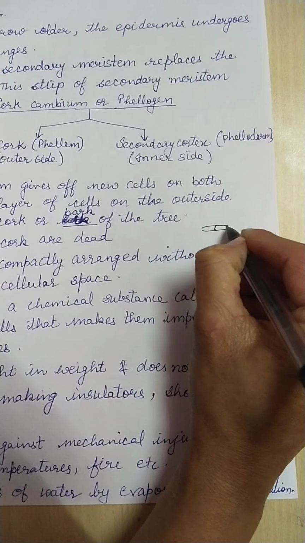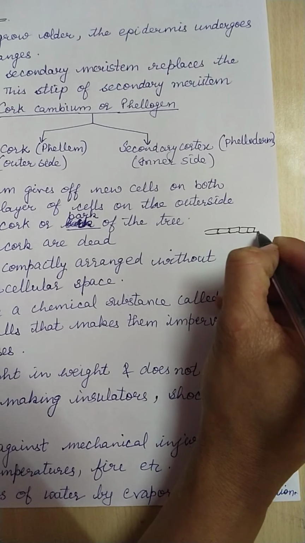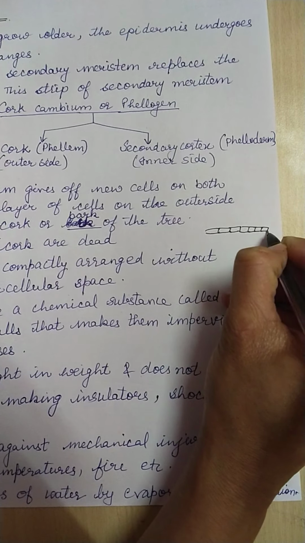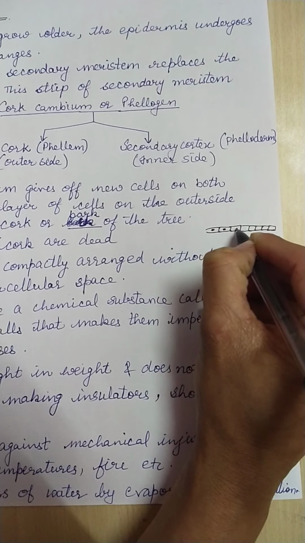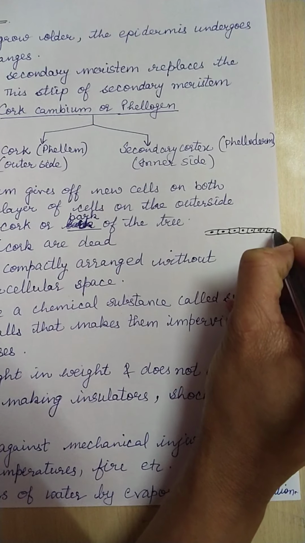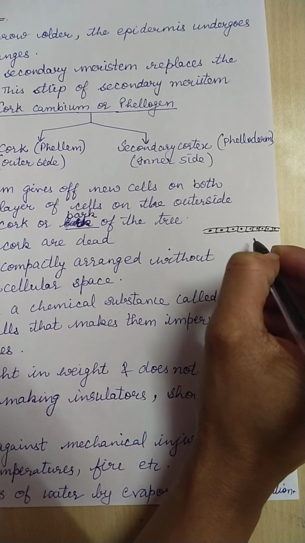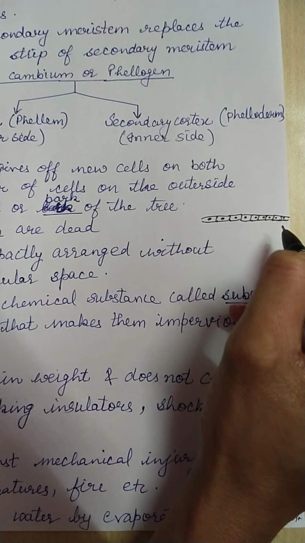Suppose this is the epidermis. These epidermal cells undergo certain changes, and it is replaced by a strip of secondary meristem. Meristem means growing tissues. Now these cells are capable of dividing.